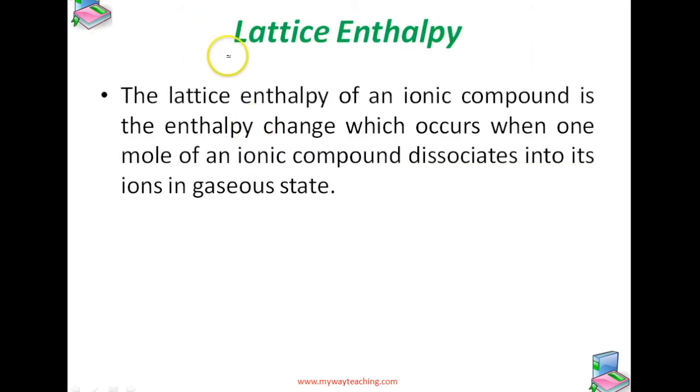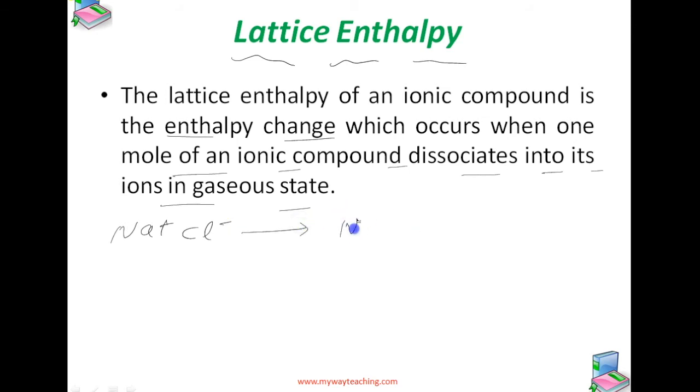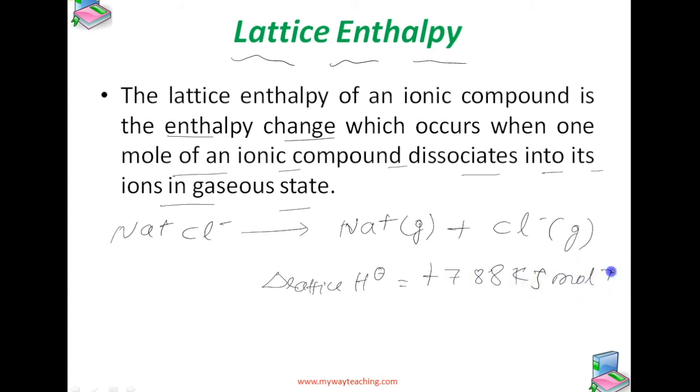Next, coming to the concept of lattice enthalpy. What do you mean by lattice enthalpy? The lattice enthalpy of an ionic compound is the enthalpy change which occurs when 1 mole of an ionic compound dissociates into its ions in gaseous state. For example, Na plus Cl minus gives Na plus and Cl minus, that is delta lattice H, which is plus 788 kilojoule per mole.